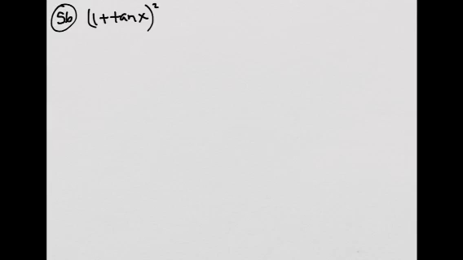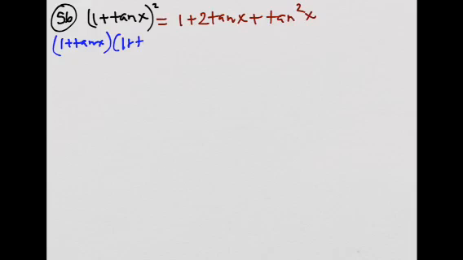Alright, so we're going to multiply the binomial, 1 plus tangent x, squared. And so remember, it's 1 plus 2 tangent x plus tangent squared x. Now if you can't go from this step to the one I just did, remember it's the same thing as 1 plus tangent x and 1 plus tangent x, and then just do the distributive property. This times this times this, and then this times this times this, and you'll get this.